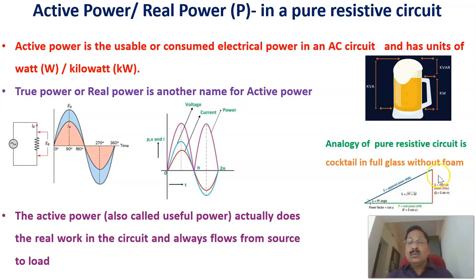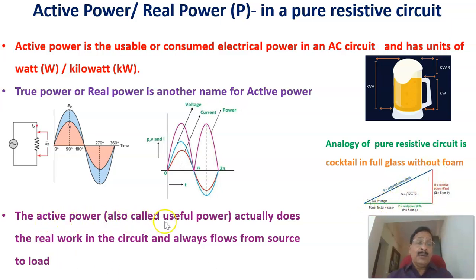This is the reactive power, that will be 0. So real power or active power is the same as the apparent power. Therefore, this angle we call the power factor angle, and the power factor angle equals 0, or power factor equals unity. Therefore, for a resistive circuit, the power factor equals unity, and as we will see later, power factor is the ratio of the real power or active power to the apparent power.